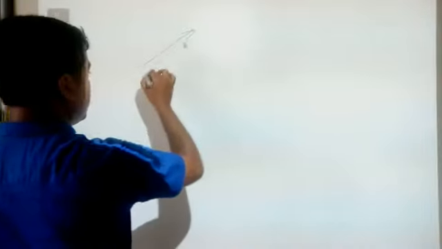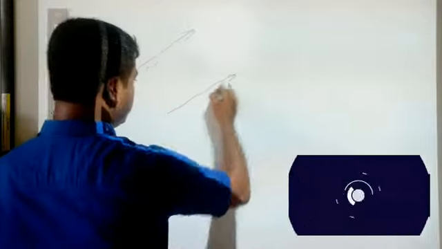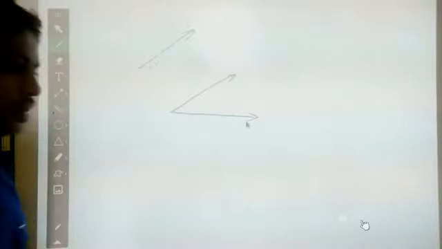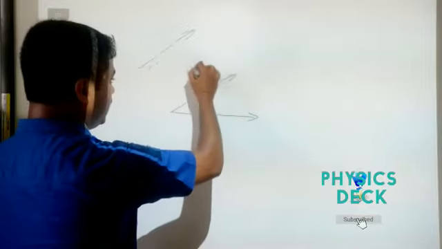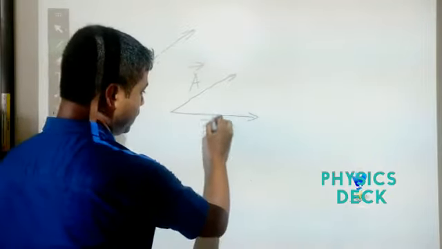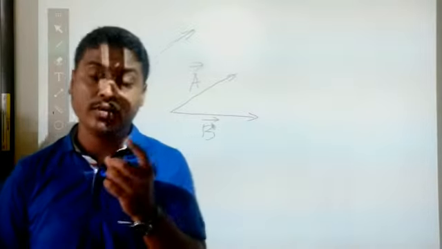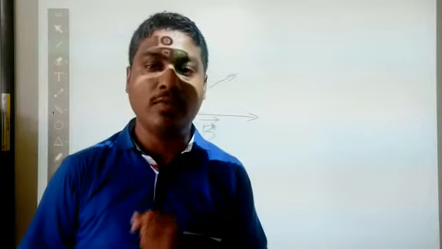Suppose two co-initial vectors. This is one, this is the other vector. Okay, these are the two co-initial vectors. So we have the vector A and suppose we have the vector B. We need to do the addition of these two vectors. So for this we have to use the parallelogram law of vector addition.